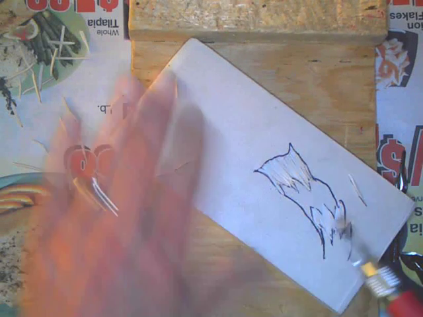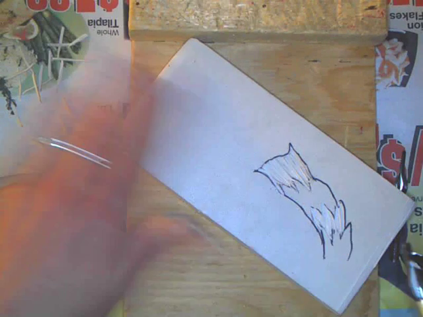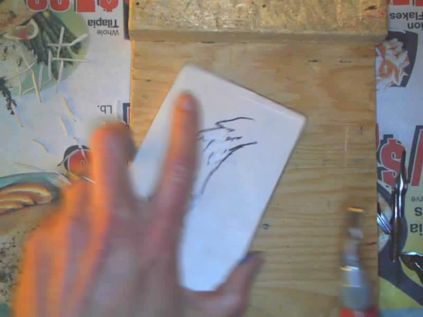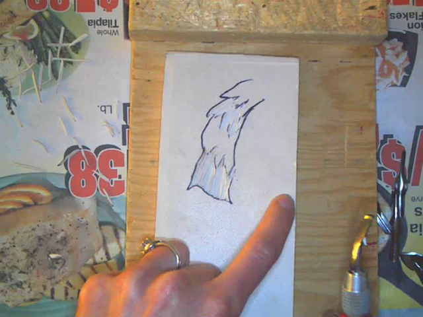Lettering needs to be backwards, because remember we print in reverse, so everything comes out backwards. So this will be flipped over. This point here will end up over here when I print.